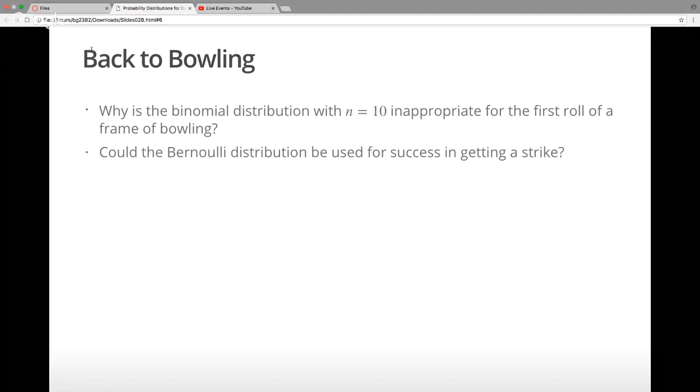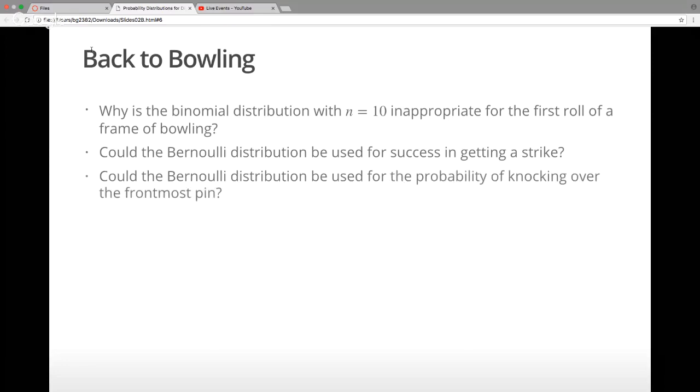Could we use the Bernoulli distribution for the probability of achieving a strike on the first roll of a frame of bowling? Would that make sense? We can maybe allow the probability to differ from one person to the next. Possible, sure. Could we use the Bernoulli distribution for the probability of knocking down the pin in front, with a triangle configuration? Well, if you're only thinking about the first roll. Yes, I should have said first roll. That makes sense.